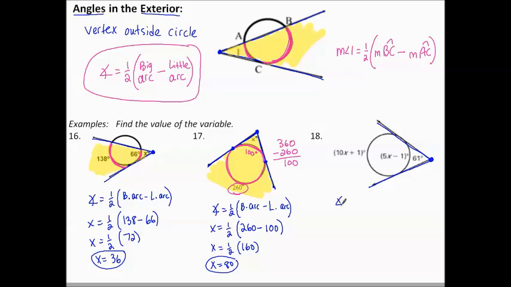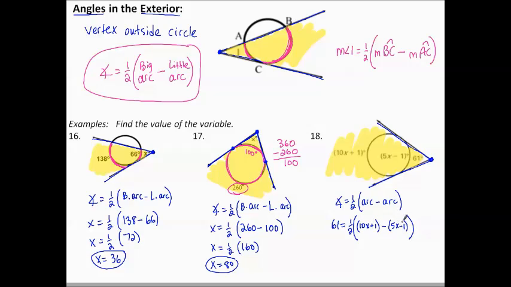Angle in the exterior, angle equals half of big arc minus little arc. Really, we can just say arc minus arc, but it's good to think big minus little. So we take our flashlight and shine, and then fill in the blanks. The angle says 61, half of the bigger arc is this one, 10x plus 1. I don't know if that's hard to read. We need more parentheses here. 10x plus 1 minus 5x minus 1 is the little one.